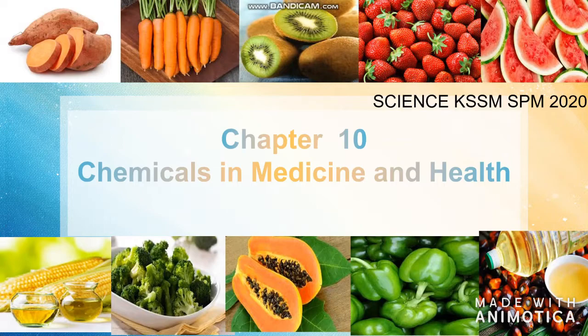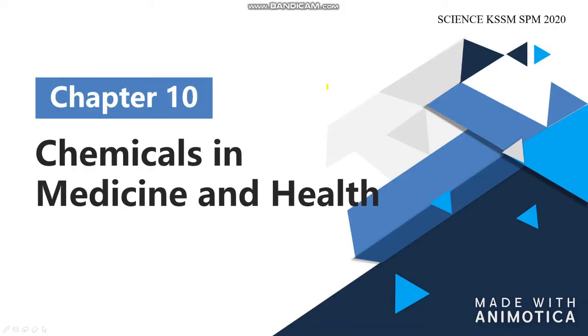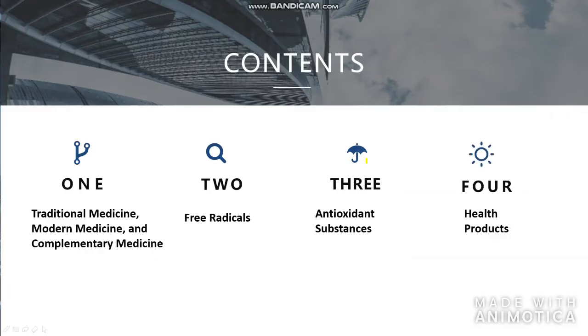At the same time, when you listen to this video, you can write down some notes and do all the exercises given. So in this video, I will talk about Chapter 10, Science KSSM, Chemical in Medicine and Health. There are 4 parts in this chapter. First part is traditional medicine, modern medicine, and complementary medicine.